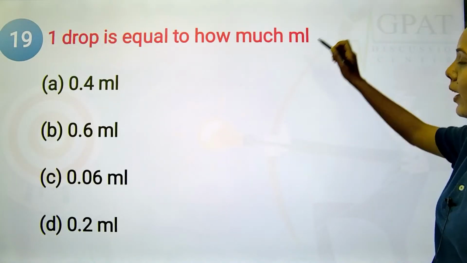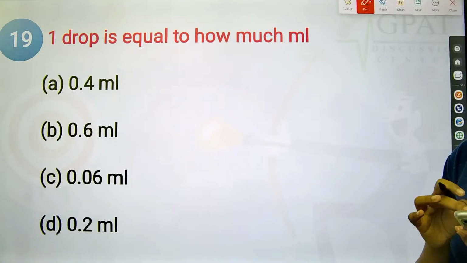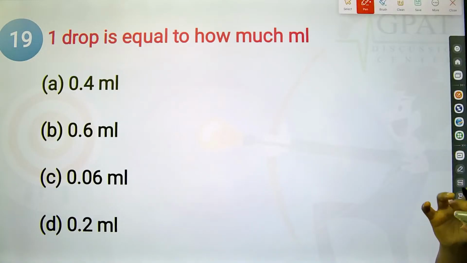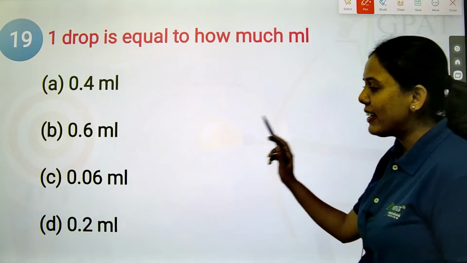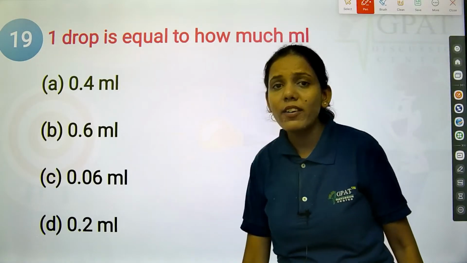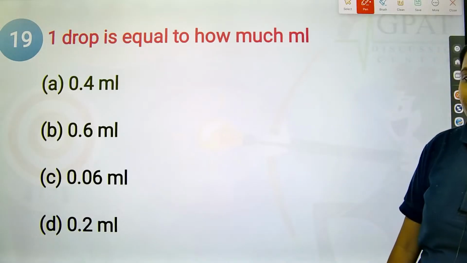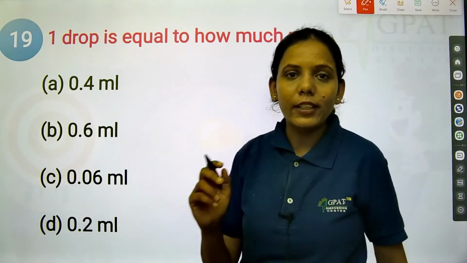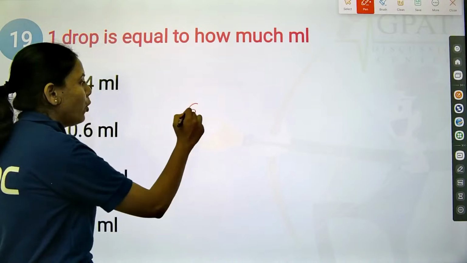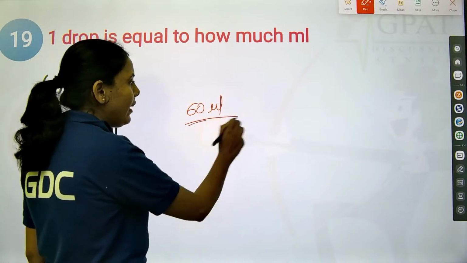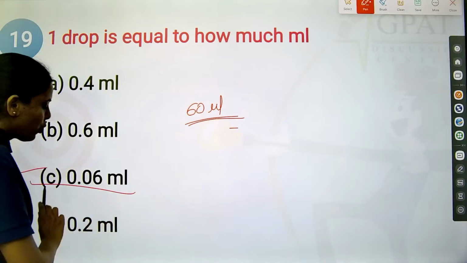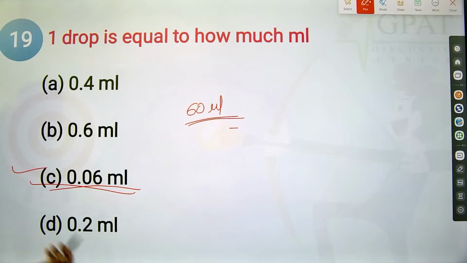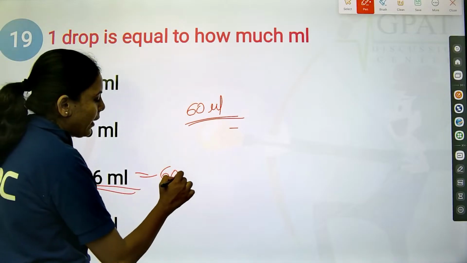1 drop is equal to how much ml? 0.4 ml, 0.6 ml, 0.06 ml, or 0.2 ml. So basically it is 60 microliter. Sometimes they will give you in terms of microliters, or sometimes in 0.06 ml. So definitely 0.06 ml is the right answer, which is nothing but the 60 microliter.